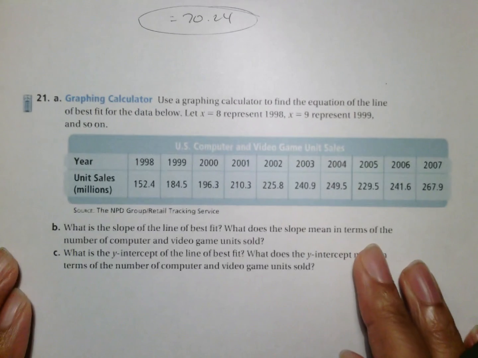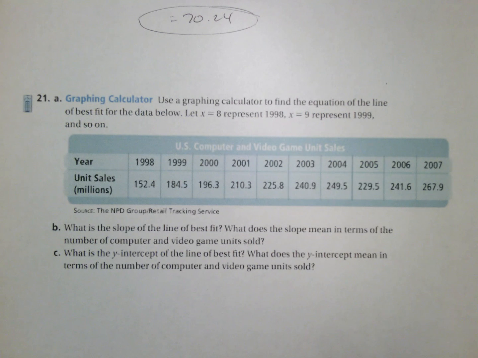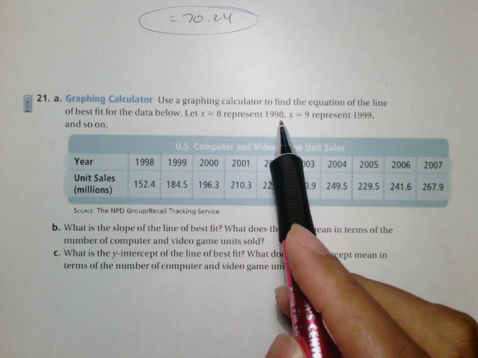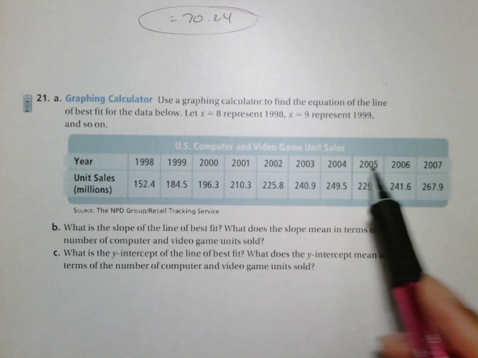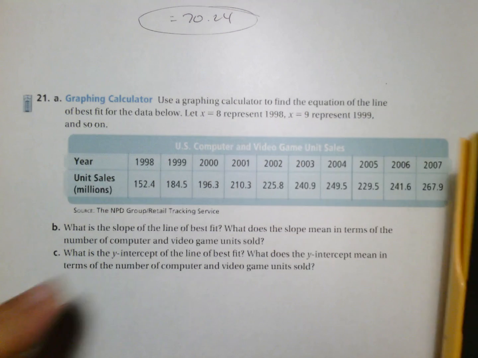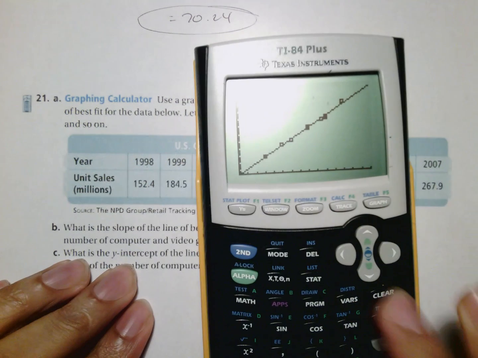Number 21, last one we do. Use a graphing calculator to find the equation of a line of best fit for the data below. Let x equals 8 represent 1998. So I guess this will be 8, 9, 10, 11, 12, 13, 14, and so on. And so that's what they gave us as a point there to use.